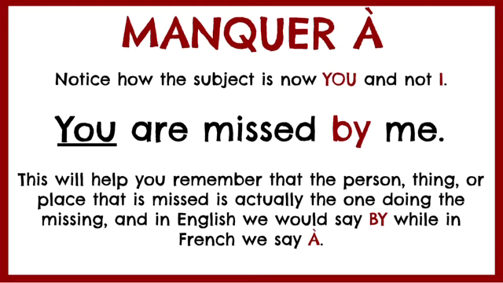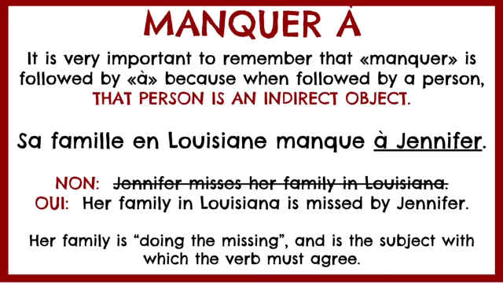Now look, before I continue, in English we say "you are missed by me." And I understand that à does not mean "by." You might be tempted to say par, because par means by, right? But no, in French it's manquer à, and the à is super, super important because when you have an à in French that's followed by a person, that person is an indirect object. Now, I realize this might be a little advanced for some of you, but just stick with me, and I think that I can make it make sense for you.